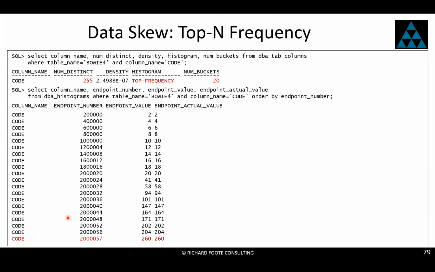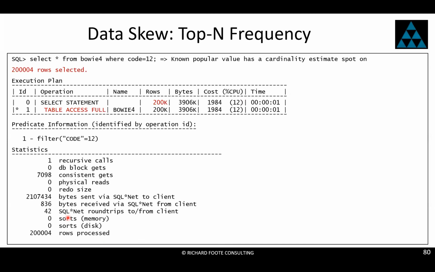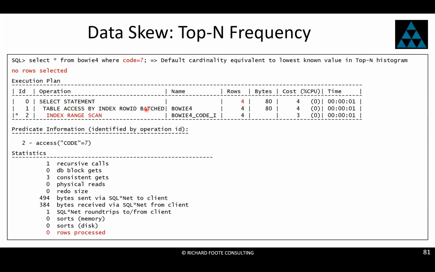But because the vast majority of my rows are common and they can fit inside my 20 buckets, then Oracle uses this as a top-N frequency histogram. I don't care about all my uncommon ones because they're so rare that I'm just going to treat them as if they don't exist anyway. So the behavior now is if it's a known value, perfect, beautiful. This is very, very common, and I want this. I want to do a full table scan.